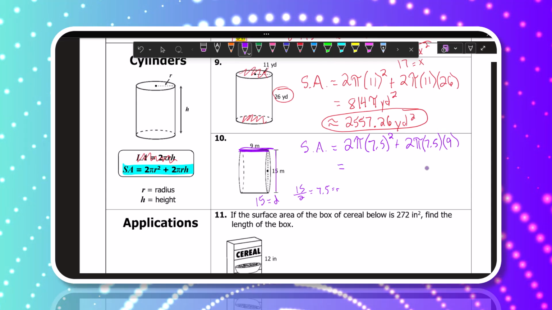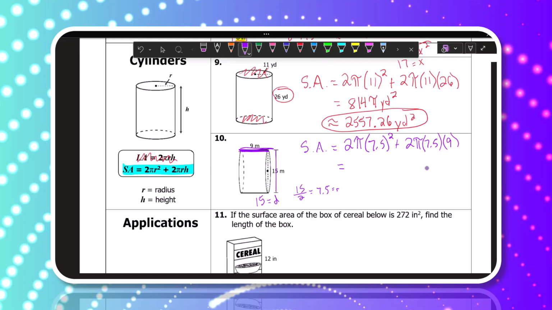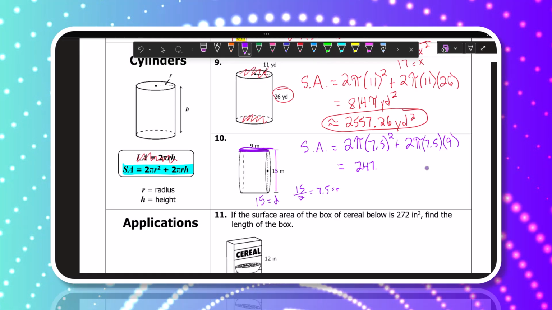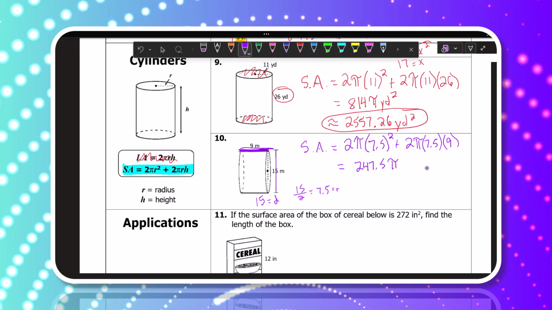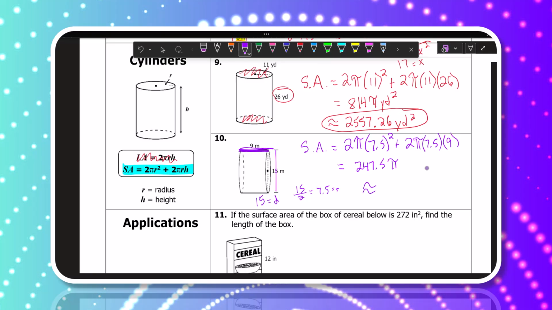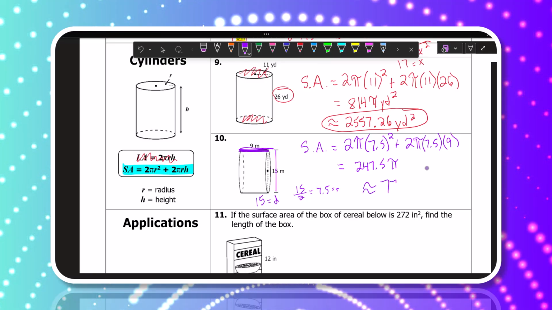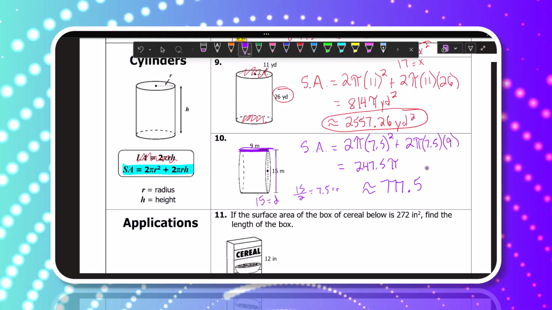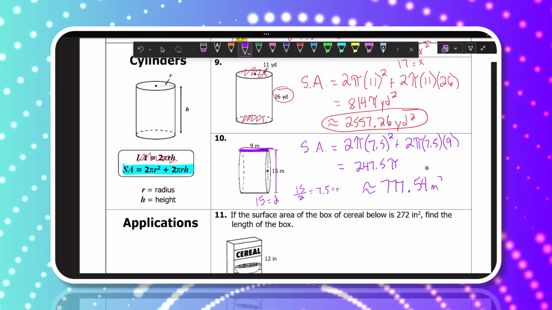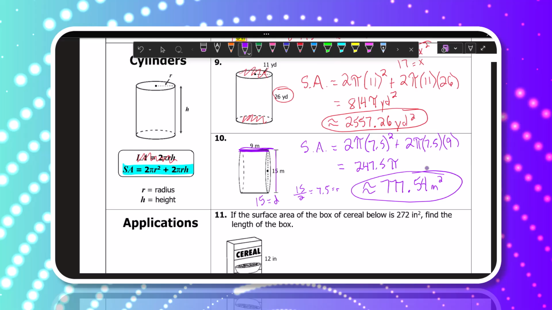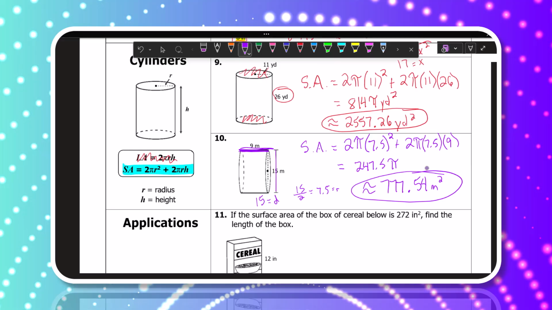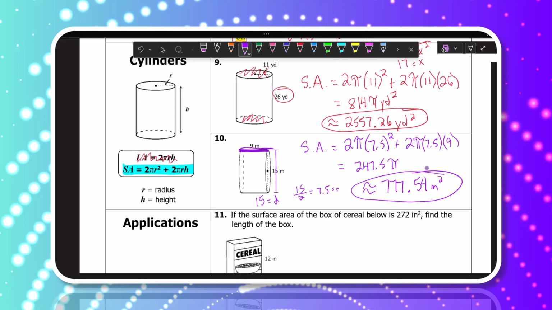Of course, we throw it all in Desmos, our calculator. We get 247.5 pi. But when we multiply the pi in there and get a decimal approximation, we get 777.54 meters squared. So that's how we find surface area of a cylinder.